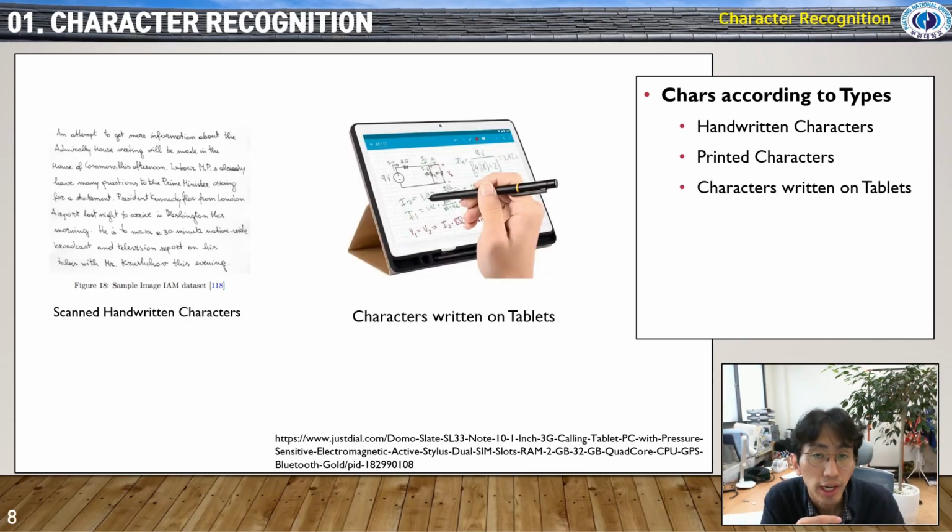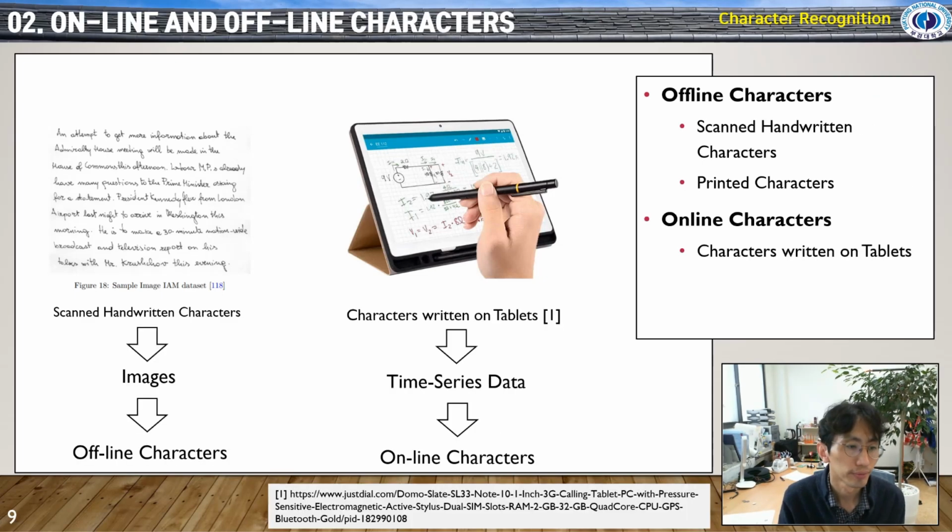There is another type of data for character recognition: the characters on tablets. Because these days, many people are writing letters and notes on tablets. And the data from scanned images and the data from tablets are completely different.